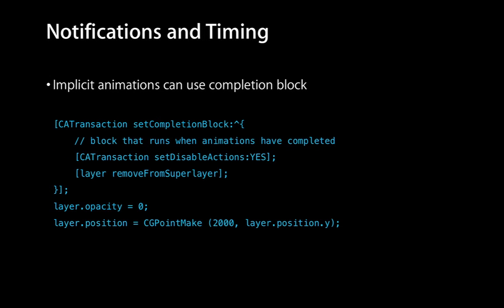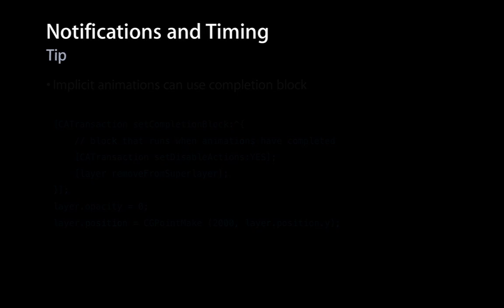If you're using implicit animations, you can use completion blocks, which were introduced in iOS 4. Of course, I think they've been on OS X a bit longer than that. So here's an example where I'm doing two implicit animations, setting the opacity to 0 and the position, and I'm setting a completion block, and in this case, it's disabling actions and removing the layer. It's doing some cleanup work. Now, remember the important point. You must call that before you change the implicit properties, because otherwise the default block handler will be called, and the default block handler does nothing. So remember to do that code first.